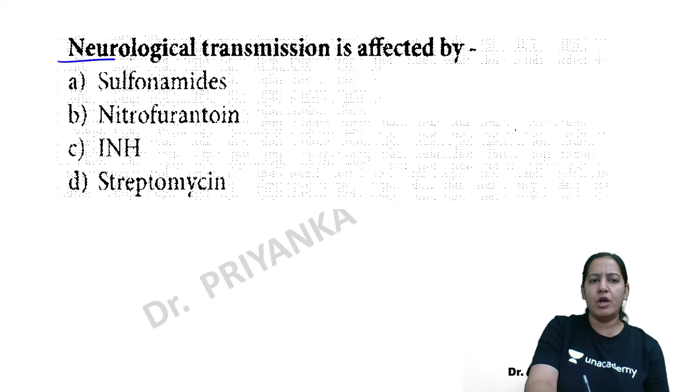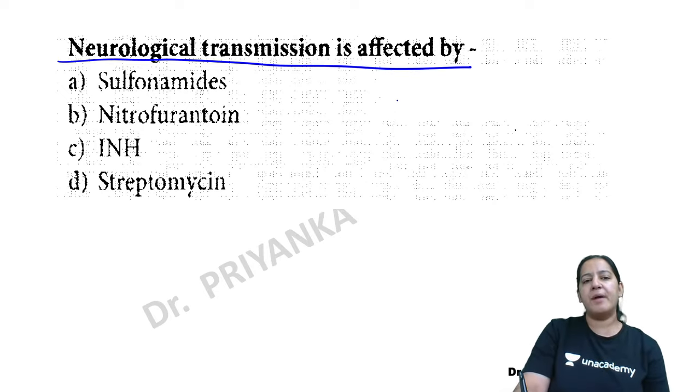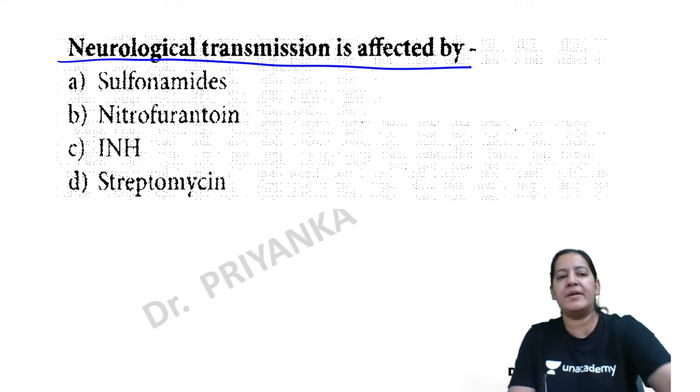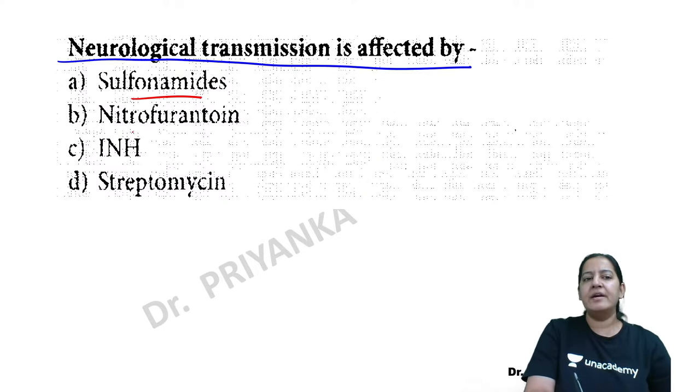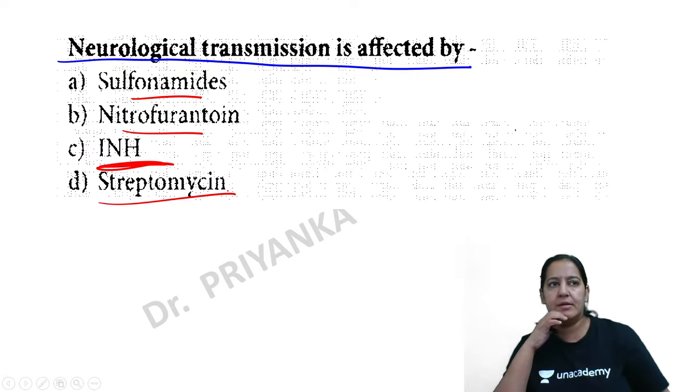I guess easy question. Neurological transmission is affected by which of them? Which of them are neurotoxic? Which of the following antibiotics is neurotoxic? The options are sulfonamide, nitrofurantoin, isoniazid, anti-TB drug, and streptomycin. Who will tell me the correct answer? What is the correct answer here?